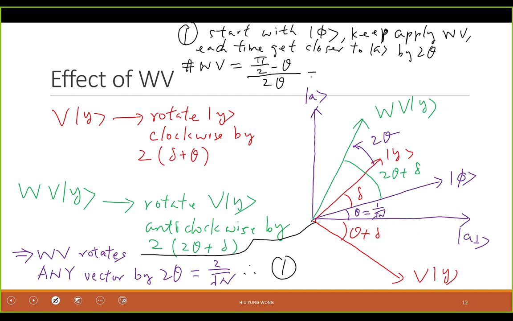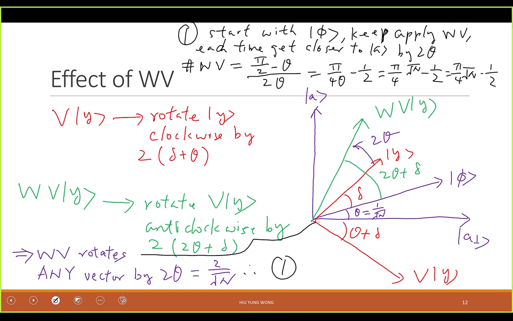So this is equal to what? Pi divided by 4 theta, minus 1 over 2. And what is theta? Theta is 1 over square root n, not 2, sorry. Right? Theta is 1 over square root n, and minus 1 over 2, which is equal to pi over 4 square root n, minus 1 over 2.